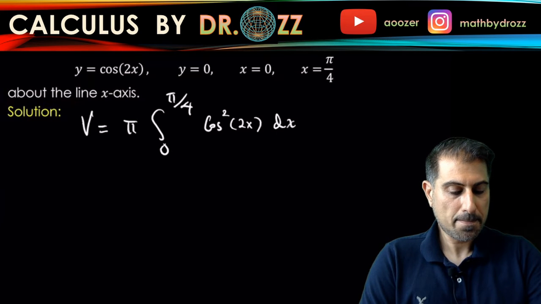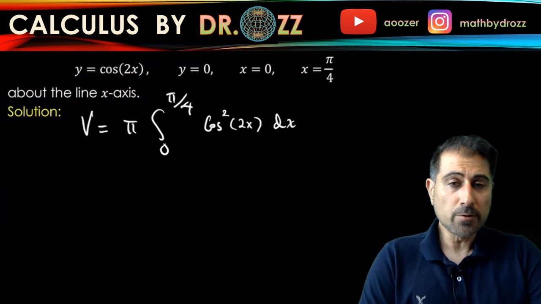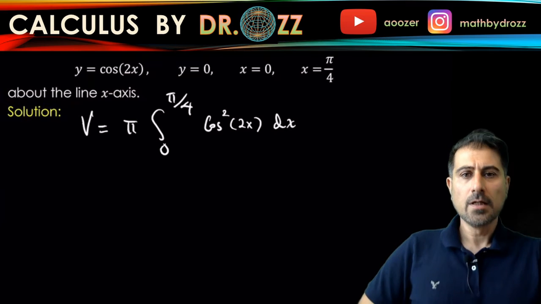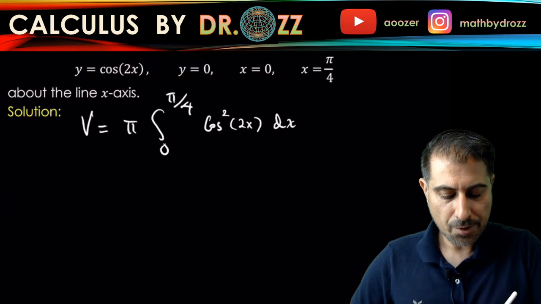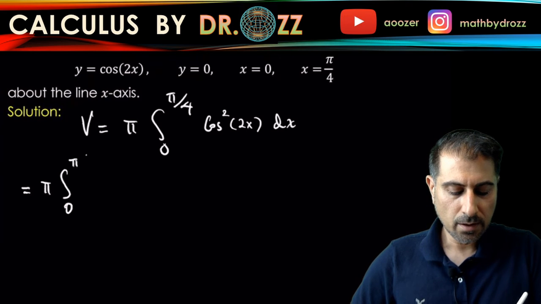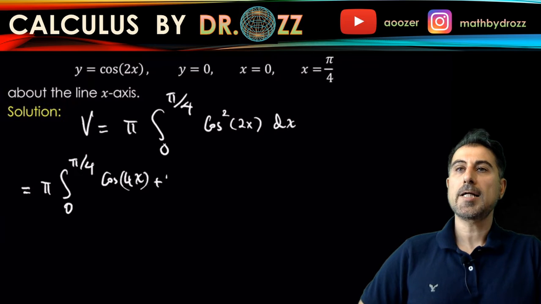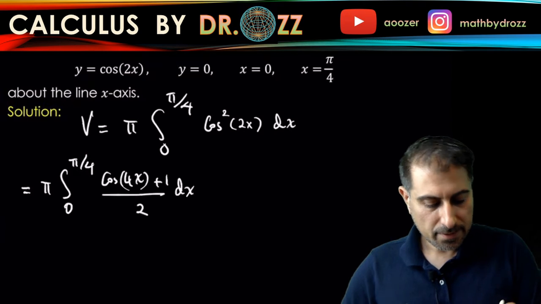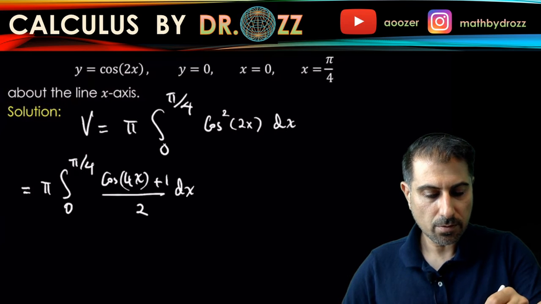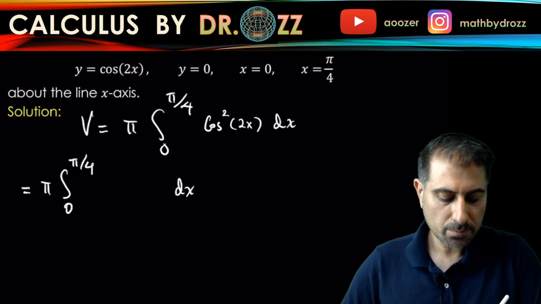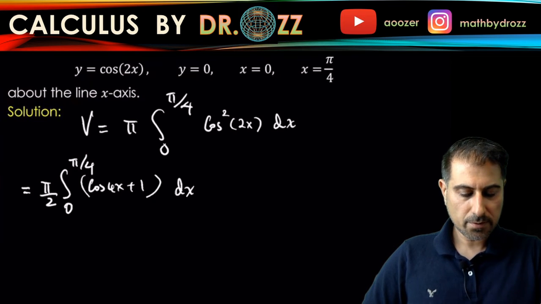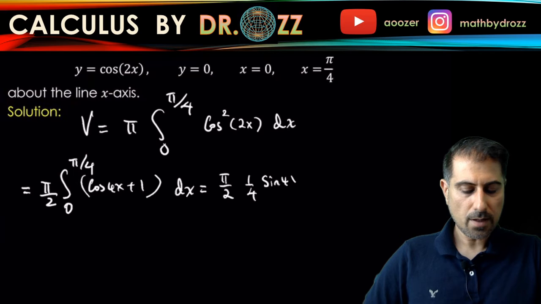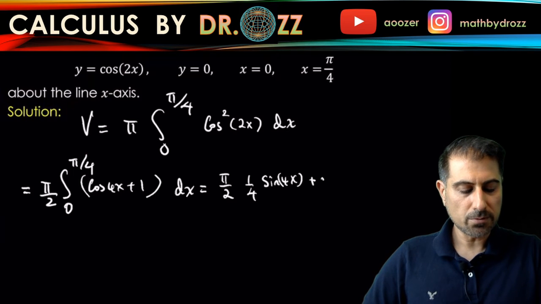All right, let's use the power reducing formula because this is cosine squared. There's no direct formula in the basic integration formula card to integrate this, so we have to use the power reducing formula, which takes it to cosine 4x plus 1 divided by 2 dx. In fact, I can just pull out this half, so we have pi over 2 times the integral of cosine 4x plus 1. How about that? This looks better. Let's integrate it: pi over 2, 1/4 sine 4x plus x, from 0 to pi over 4.